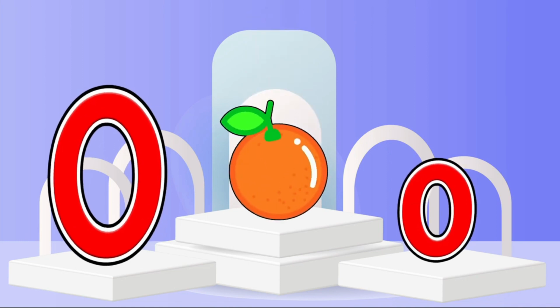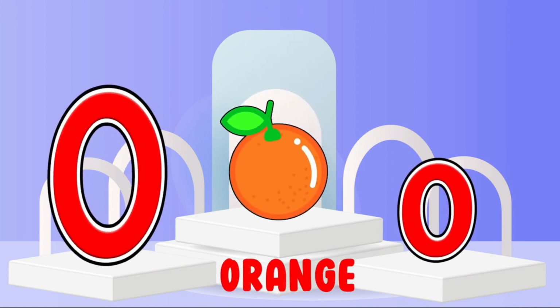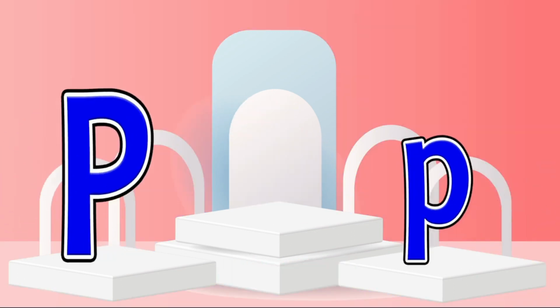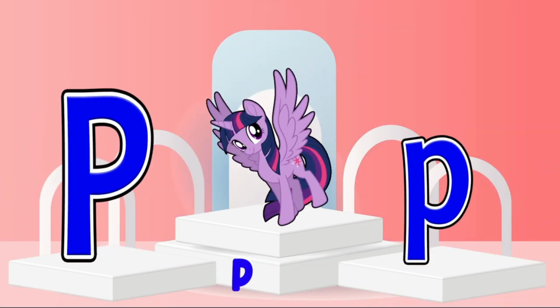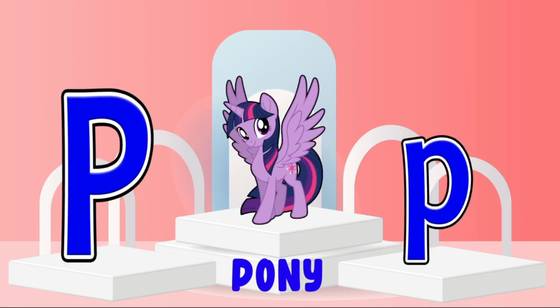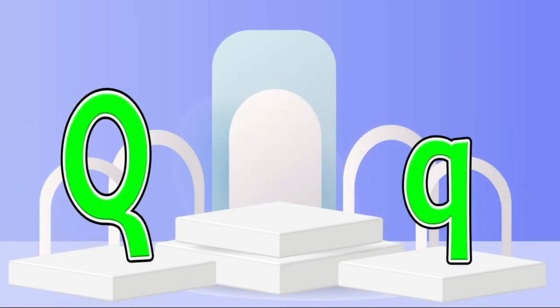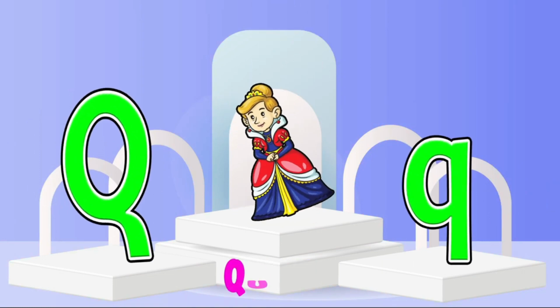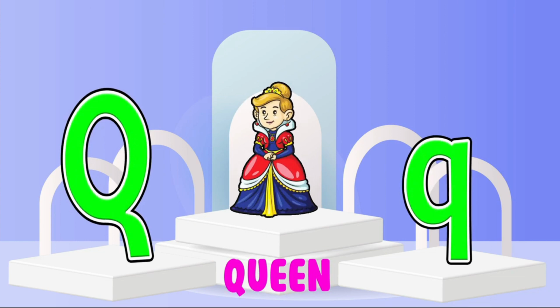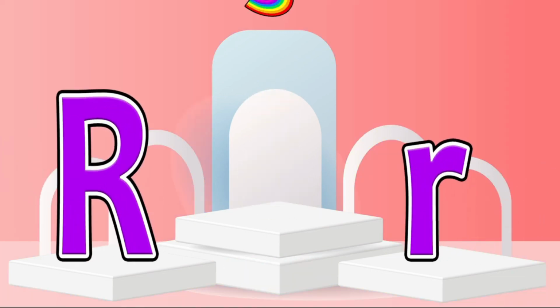O is for orange. Orange. P is for pony. Pony. Q is for clean. Clean.